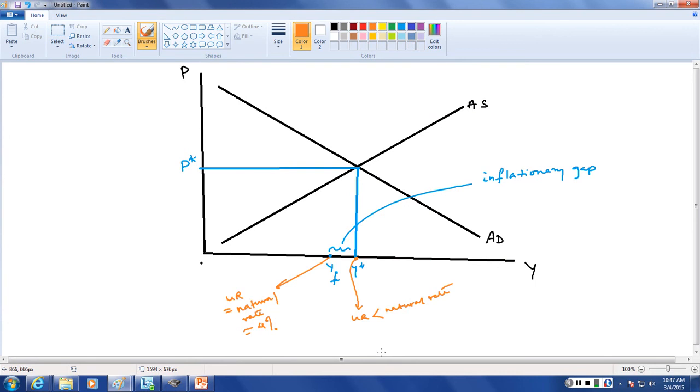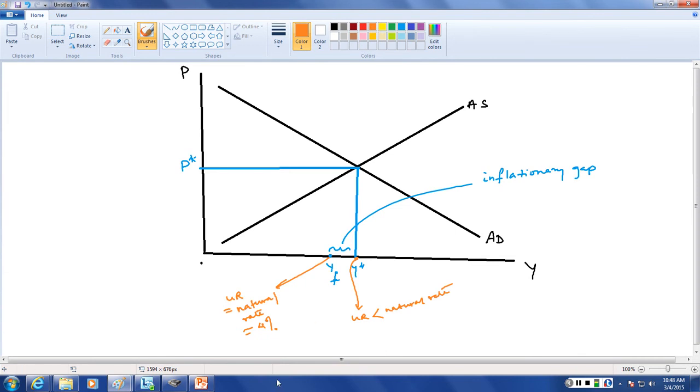Now, this is a situation where firms are so desperate for workers that they are going to the pool of the naturally unemployed, frictionally and structurally unemployed, grabbing those workers and retraining them at their own expense. This is a labor market where there is a big shortage of workers. Right? So this is an inflationary gap.